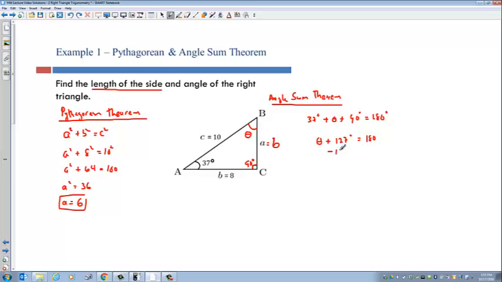So we'll subtract 127 from both sides, and we'll get our theta to be equal to, so I count up to 3, it gives me a 30, and so it must be 53 degrees. So that's the angle value for theta.